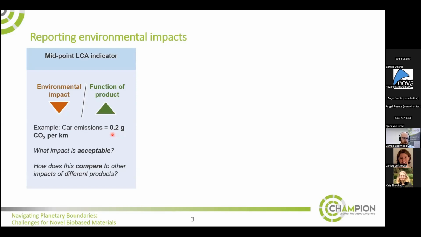What we also can't do with midpoint LCA indicators is compare this type of emissions, so here it's greenhouse gas emissions, to different types of emissions from different types of products. So I can't compare the carbon emissions of a car to the water use of using a washing machine. Doesn't make any sense. You might think there's no sense in comparing those two things, but the idea is to get a common standardized basis across all these indicators that we use commonly in LCA.